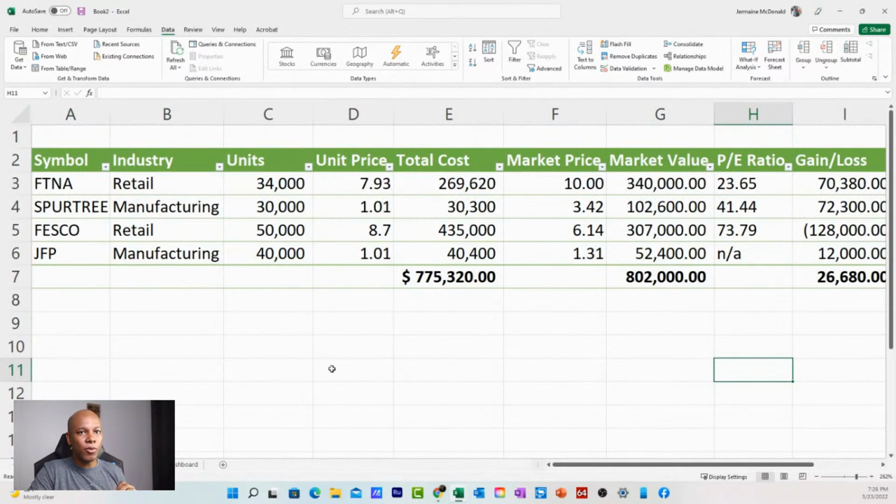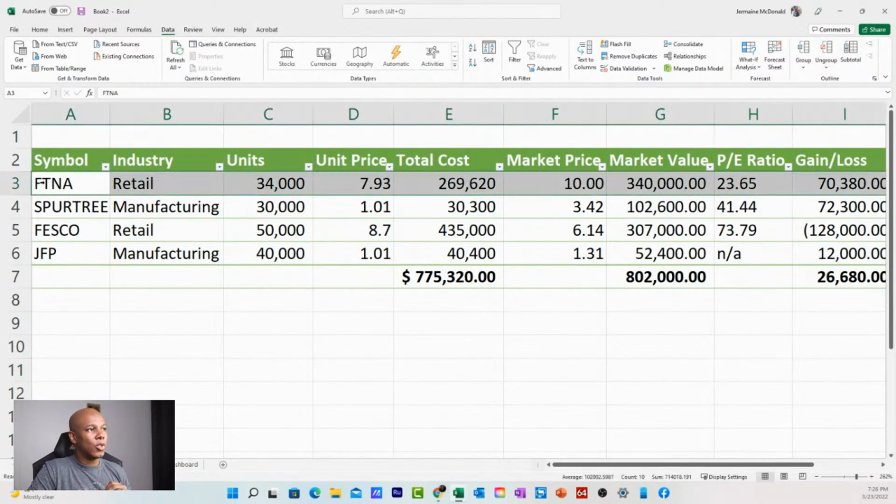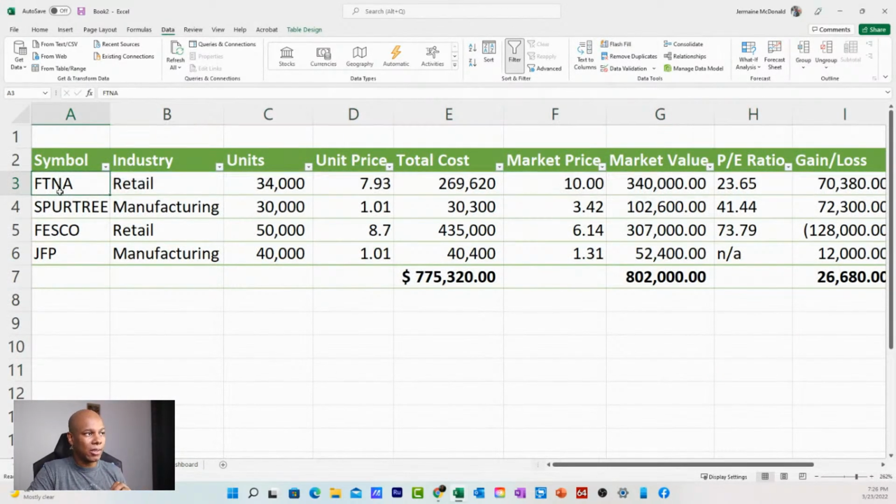Next, we have the portfolio, which shows the stocks that we've purchased. We're adding industry here because we want to see the makeup of our portfolio. Maybe we have too many stocks in manufacturing, so we want to be able to distinguish them. We have the units that we purchased. We have the unit price calculated in that same table. We brought over total cost because we want to be able to calculate gain and loss.